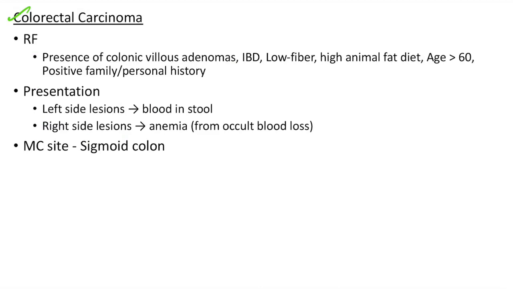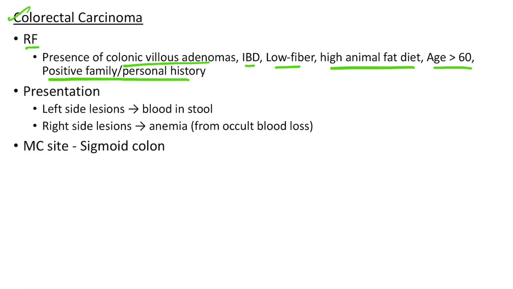And let us see about colorectal carcinoma. Risk factors include presence of colonic villus adenomas, inflammatory bowel disease, low fiber and high animal fat diet, age more than 60 years, positive family or personal history.